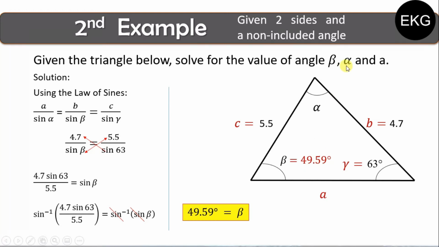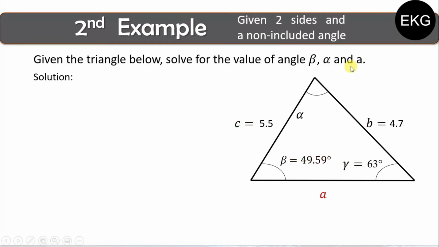Now, how do you solve for angle alpha? Yung beta na-solve natin using law of sines. But what about angle alpha? Okay? So, to solve for angle alpha, alam natin that the sum of the angles inside the triangle is 180 degrees. Okay? So, i-substitute lang natin to. Yung beta, 49.59.